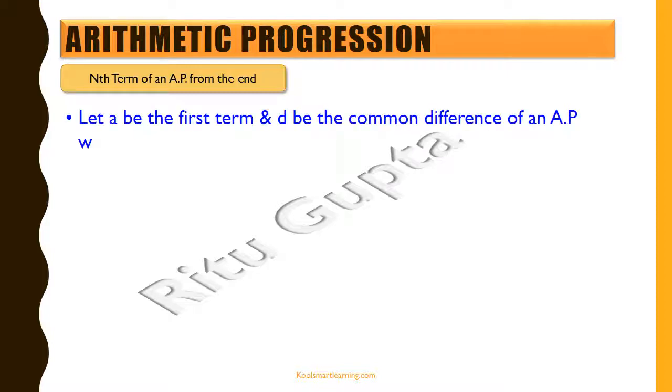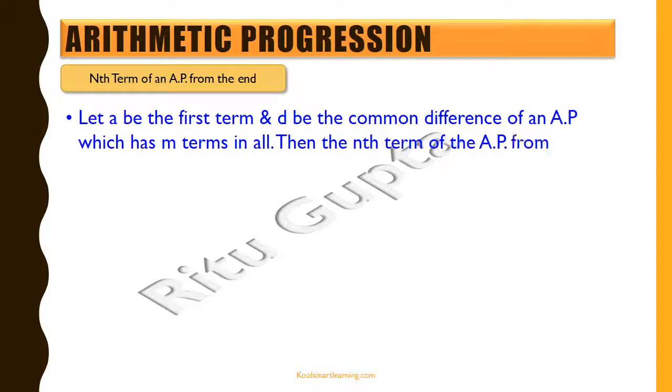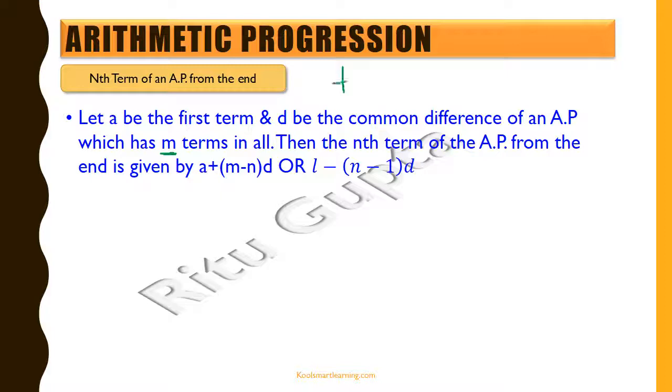Again, we say a is the first term and d is the common difference of an AP which has m terms in all. When we say nth term from the end, we are only talking about the finite AP, because an infinite AP does not have a last term. It is continuing forever. So this nth term from the end is possible only for the finite APs. So we take the total number of terms of an AP to be m.